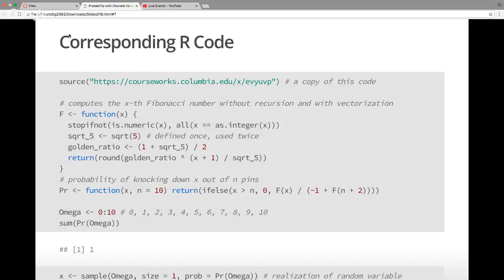So the if-else function takes a logical condition, and if this is true, it's going to return 0. If this is false, then it's going to return the ratio of these two things here. So if x is greater than n, return 0. If x is less than or equal to n, return this ratio that defines the probability that we're using.